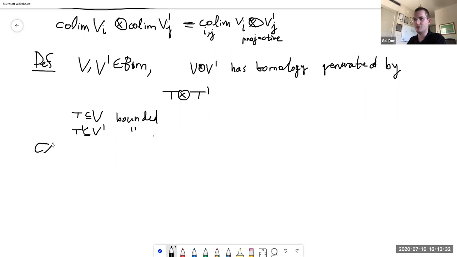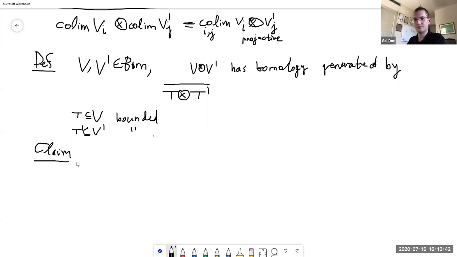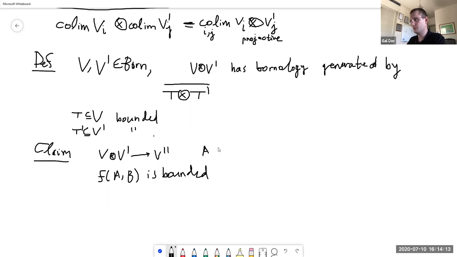So for normed spaces, it will be just the algebraic tensor product with the projective tensor norm. And then you just take the colimit. What this means intuitively is that a bilinear map from V tensor V prime to V double prime is just a bilinear map which is bounded, which takes bounded sets to bounded sets. This is what it means to be a bilinear map.